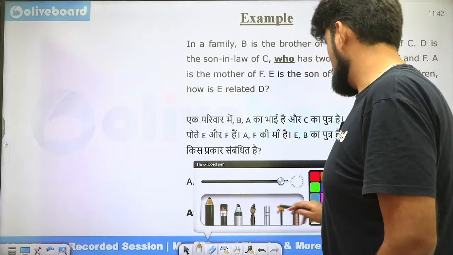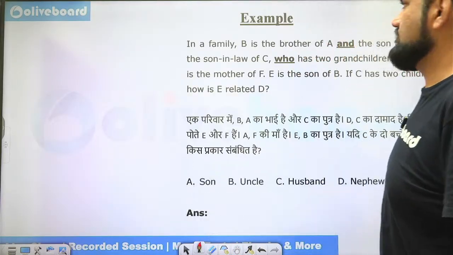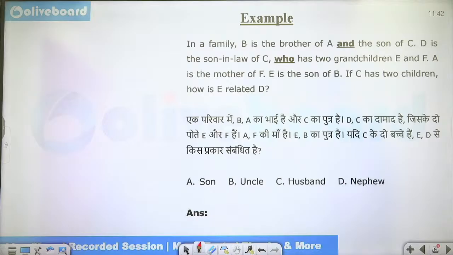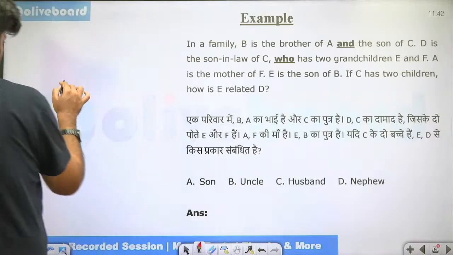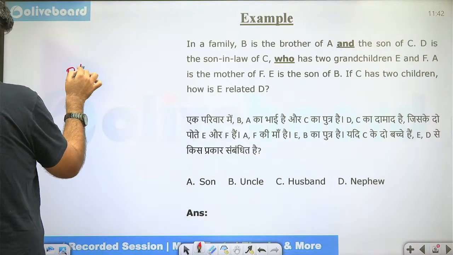So this is the first question. This is a question of a direct blood relation, first type. Okay. In a family, B is the brother of A. So we'll start plotting. B is the brother of A.